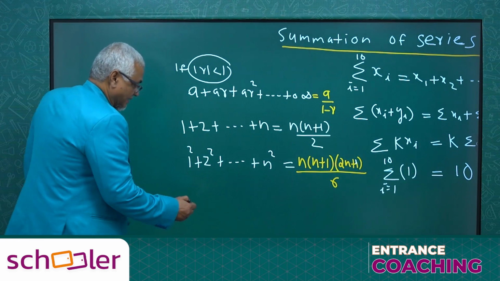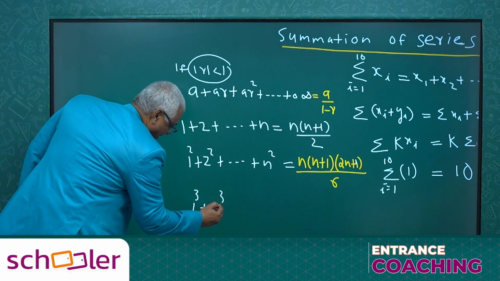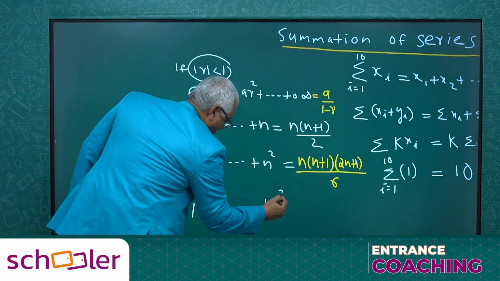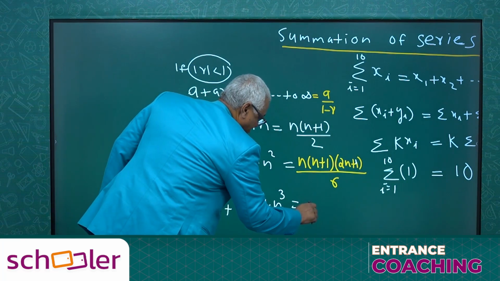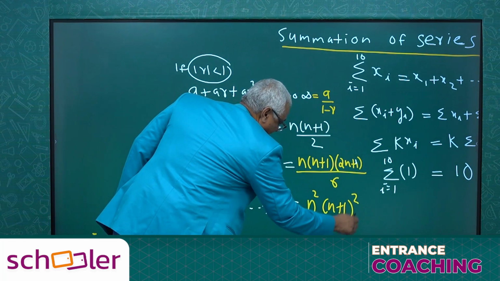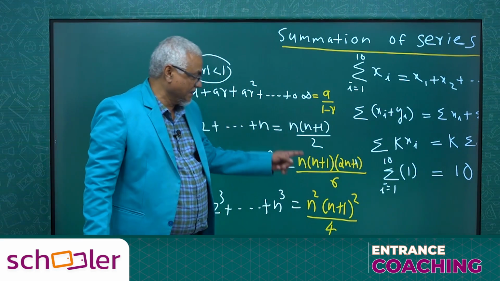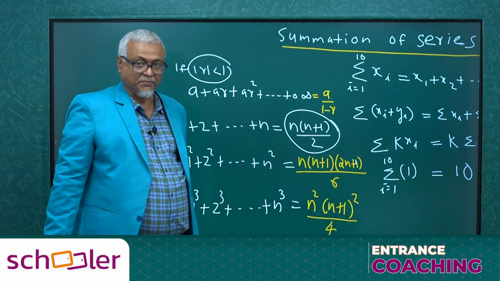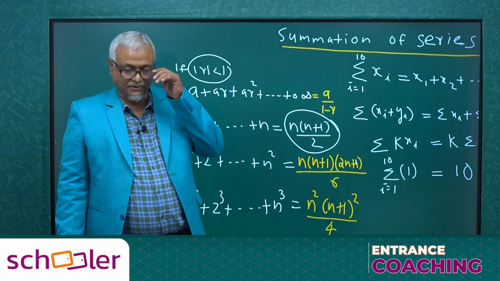Okay. Then we need one more formula, that is 1 cube plus 2 cube plus etc. plus n cube. Okay. And it is n square into n plus 1 whole square, whole divided by 4. Actually, that can be obtained from this. n into n plus 1 by 2, whole square, is n square into n plus 1 whole square by 4. Okay.